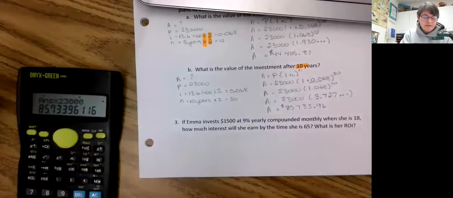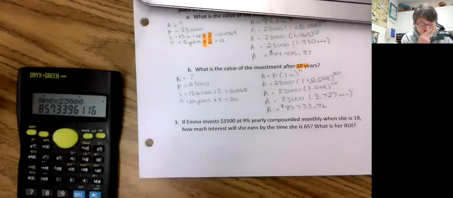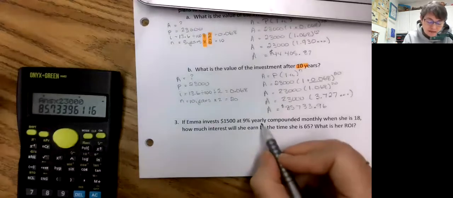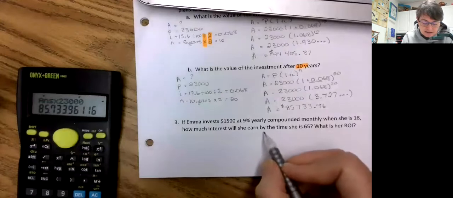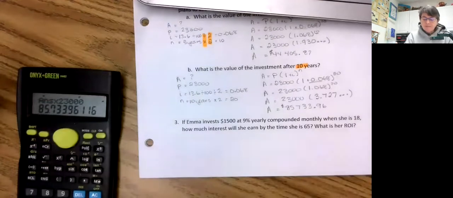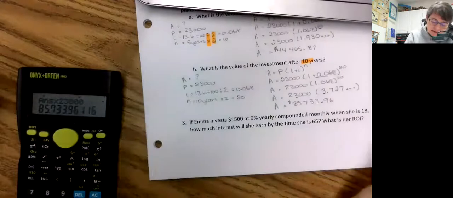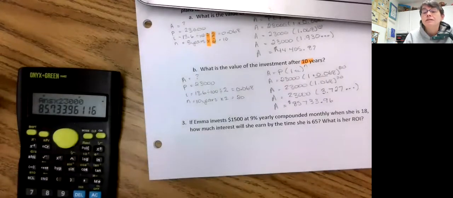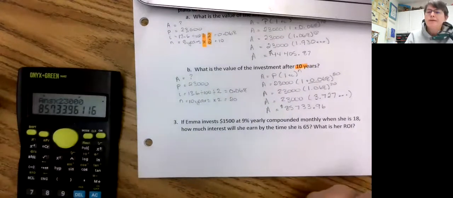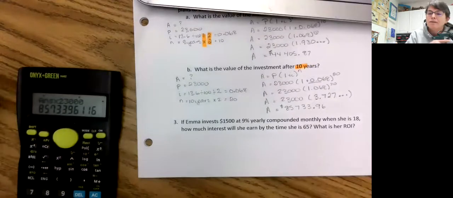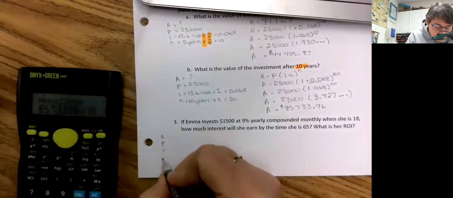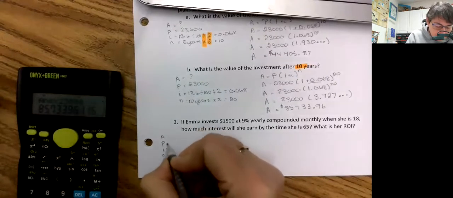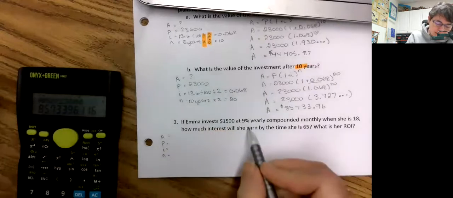All right. If Emma invests $1,500 at 9% yearly, compounded monthly when she was 18, how much will she earn by the time she's 65? Oh my goodness, let's take a look at this. And what is her return on investment? Remember we talked about that. Video, I think 14. Might have to go back through my notes to figure it out. Okay, A-P-I-N. Wow.